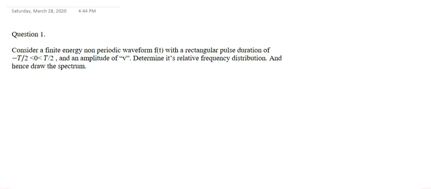For you to solve this question, it's very simple and straightforward. Firstly, let's draw our waveform. Solution: drawing our waveform. We are told that it is a rectangle. So let's say here is minus t over 2 and here is t over 2. It is having an amplitude of v. So let's call this place v. This is our amplitude, and this is our waveform.